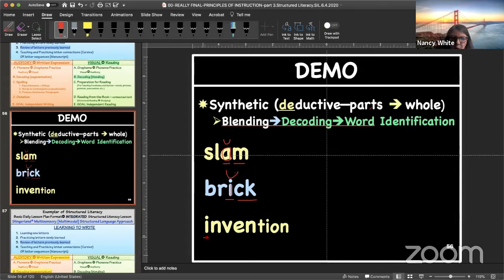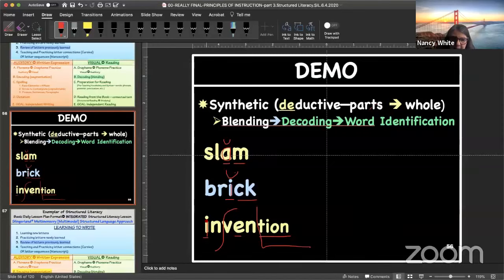I see 1, 2, 3. Well, I see two vowel graphemes and a final stable syllable. That means I have three syllables. I look for two consonants between my first two vowel graphemes. I find two, N and V. I divide between them. I divide before the TION because it's a final stable syllable.